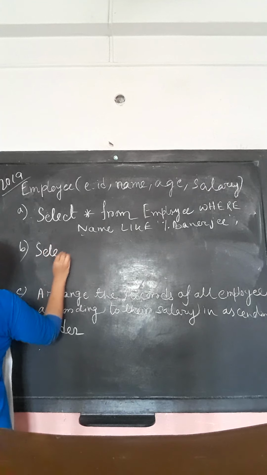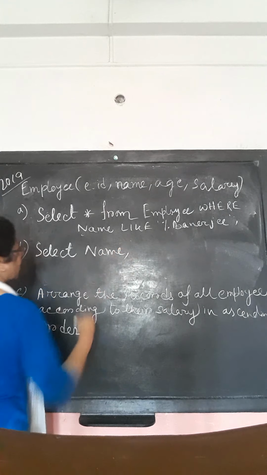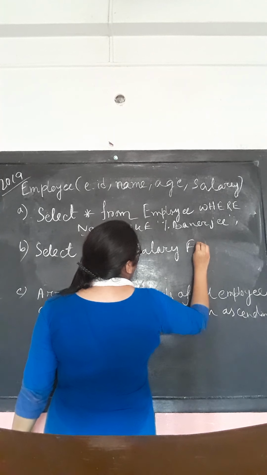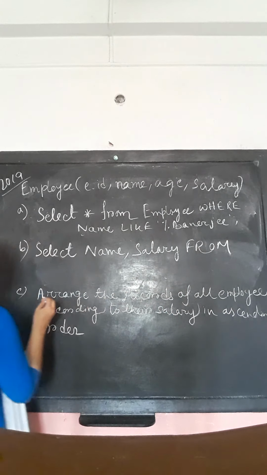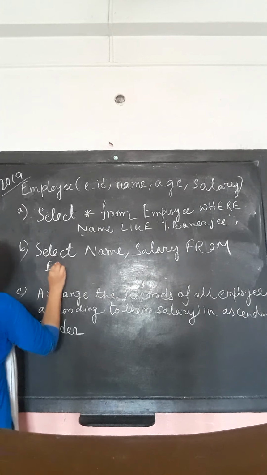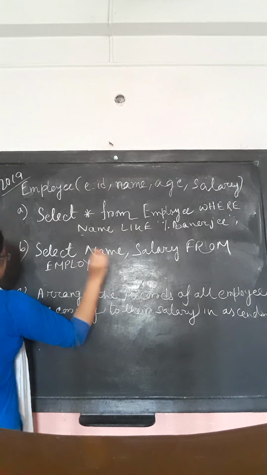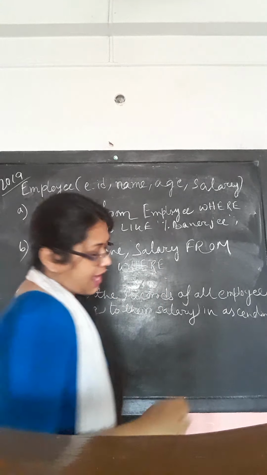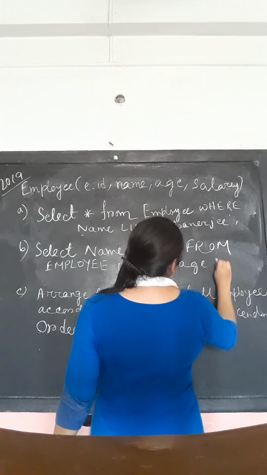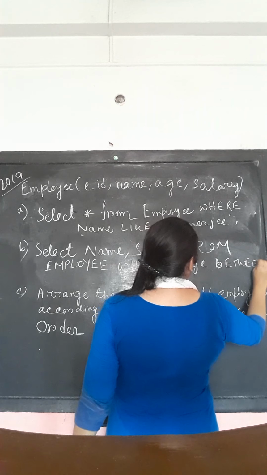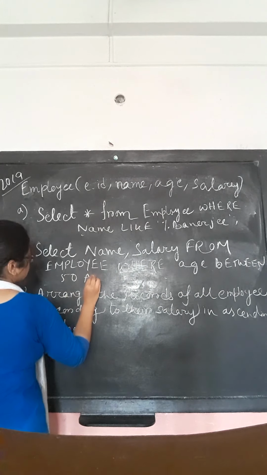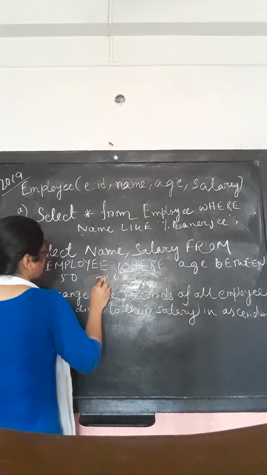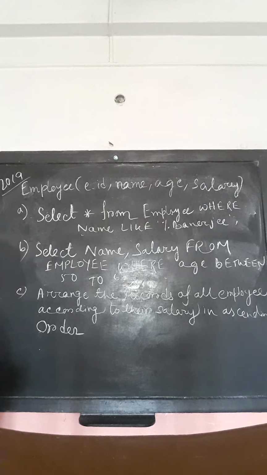select name, comma, salary from employee where age between 50 and 60, or you can mention 50 to 60. You can mention 50 to 60.